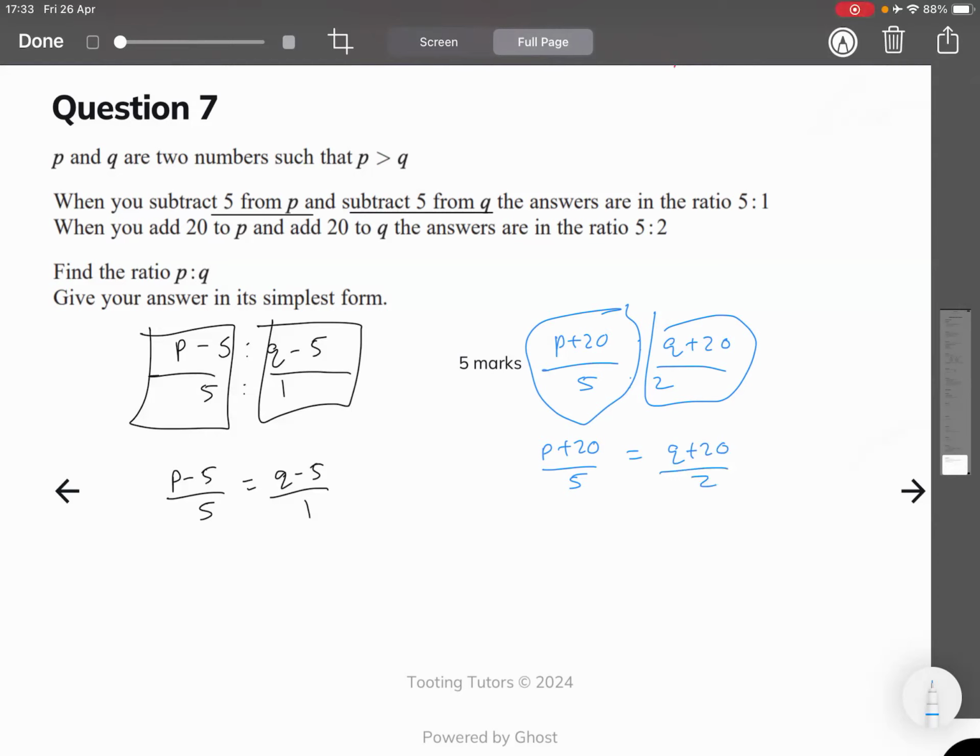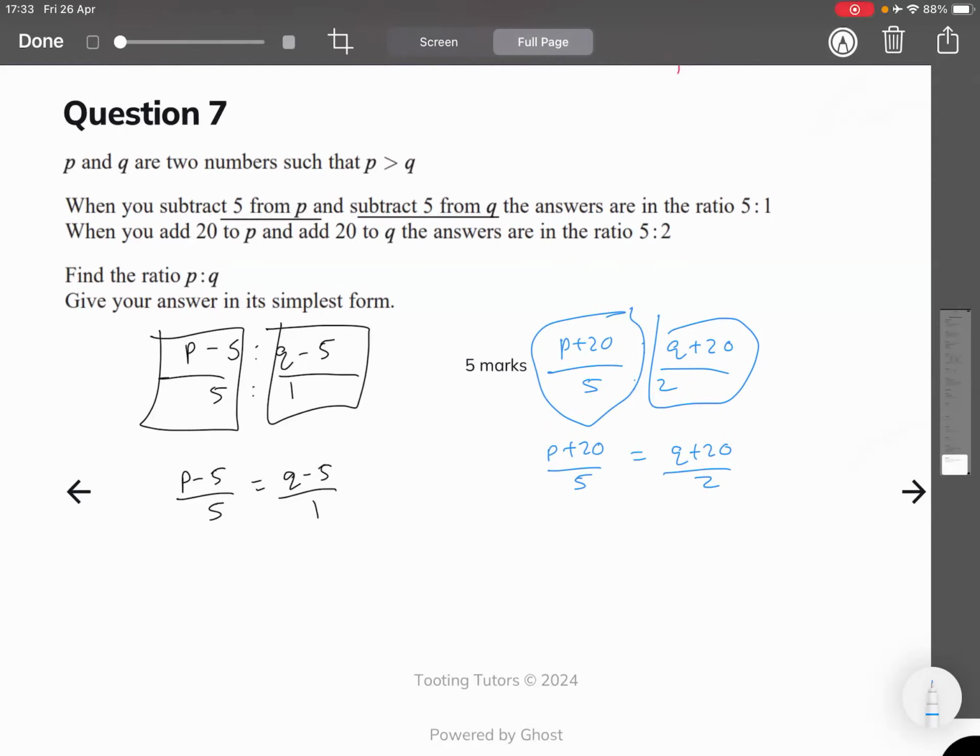So then what do I get when I cross multiply? Let's cross multiply the one on the right first. 2p plus 40 equals 5q plus 100. And then the other one is going to be p minus 5 times 1 equals 5q minus 25.